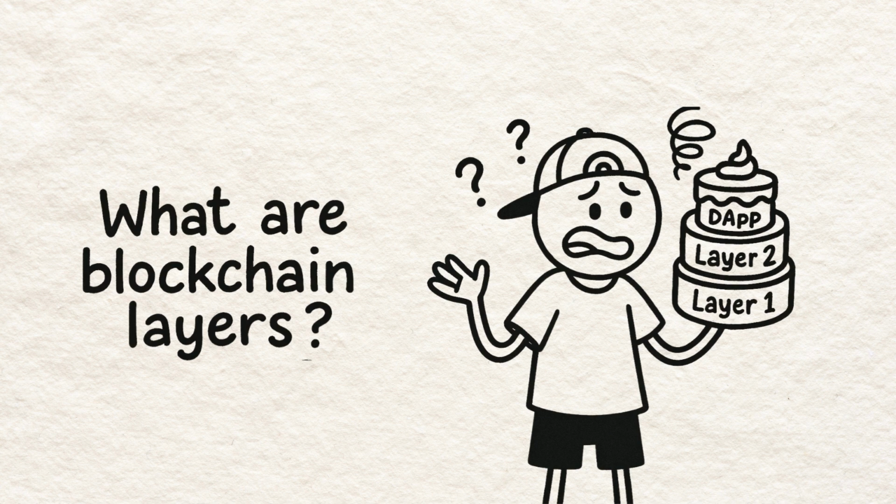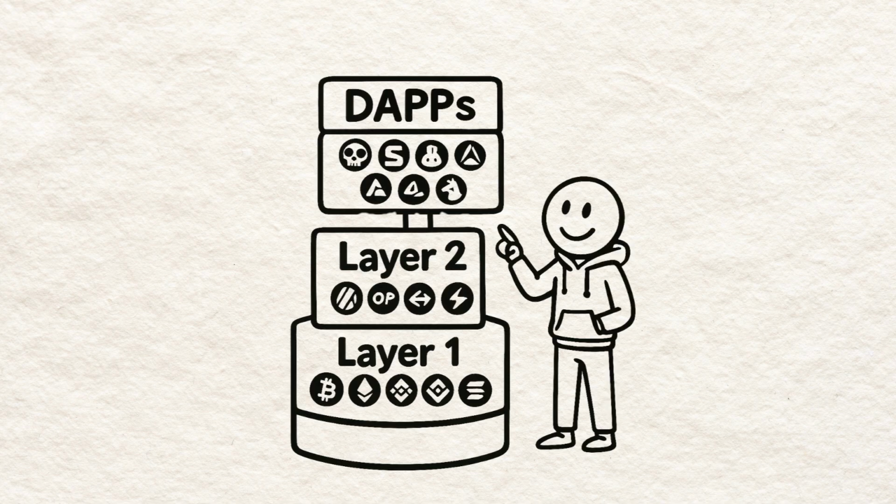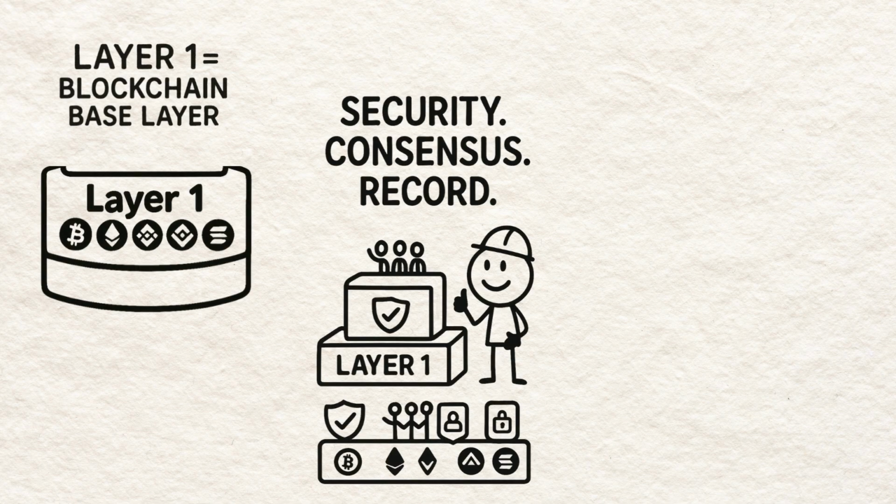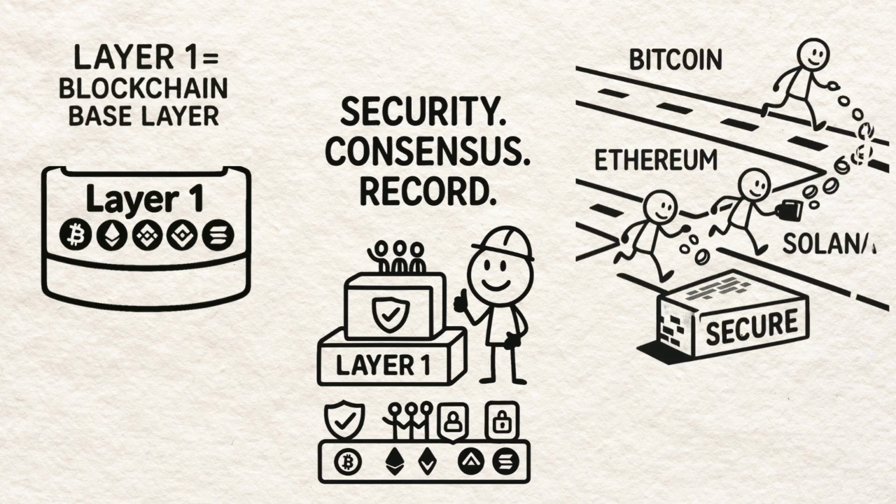What are blockchain layers? Let's break it down like a digital cake. Layer 1, the base layer. This is the foundation. It's the main blockchain, like Bitcoin, Ethereum, Solana. It handles security, consensus, and the core record. Like roads in a city, every crypto transaction travels here, secure, but can be slow and pricey.